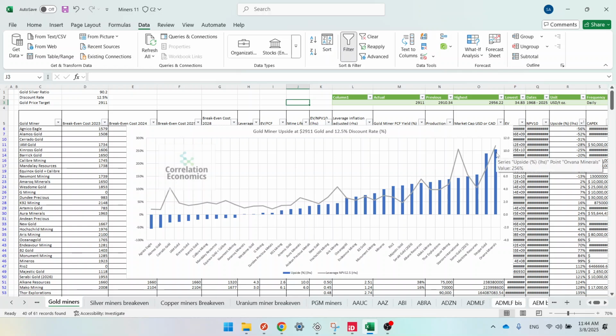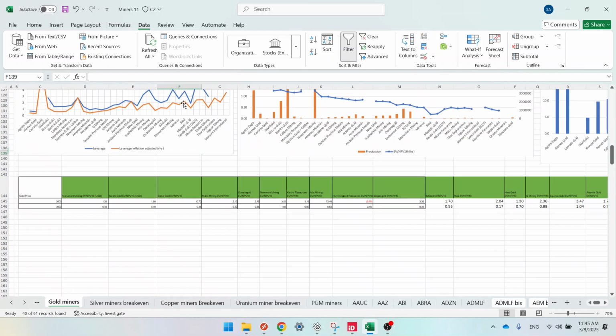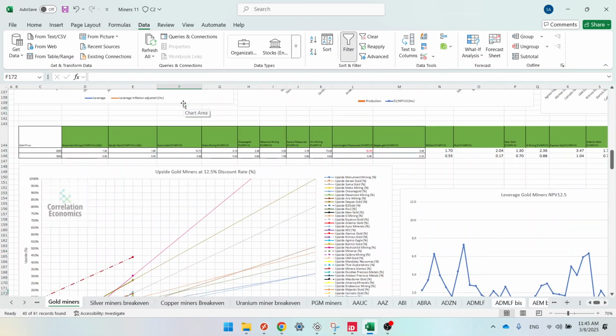Orvana Minerals looks like it's the best one with the highest upside and the highest leverage. But you need to understand this company a little bit better before you get into that. So understand all of these companies better before you look at this chart. Of course, this is just a chart to help you, and choose the miners that have the highest potential based on this chart here.